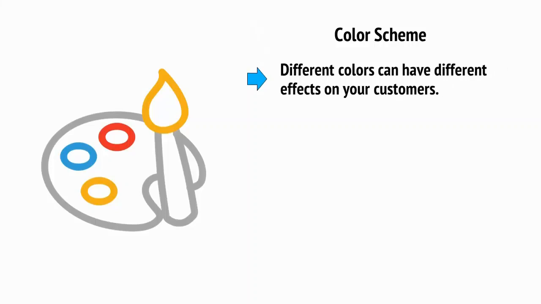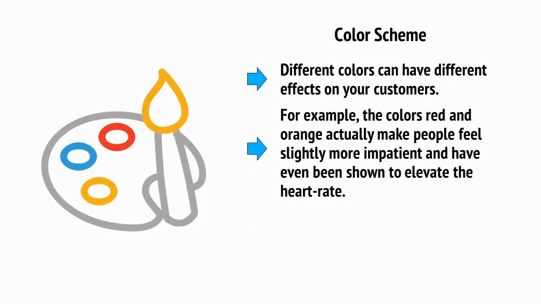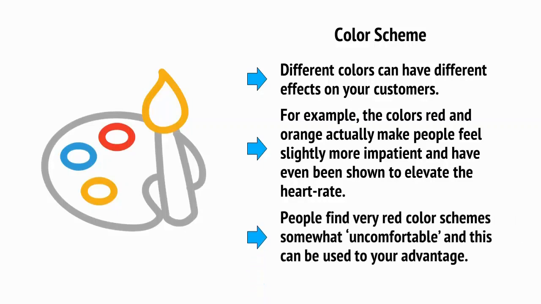On an unrelated note, you also need to think carefully about the color scheme and palette of your e-commerce site design. What's key to understand here is that different colors can have different effects on your customers. For example, the colors red and orange actually make people feel slightly more impatient and have even been shown to elevate the heart rate.